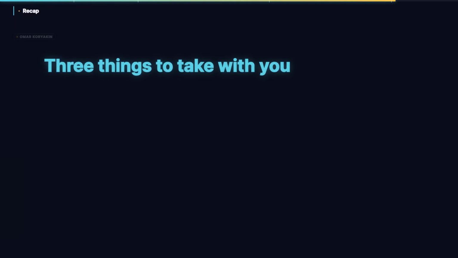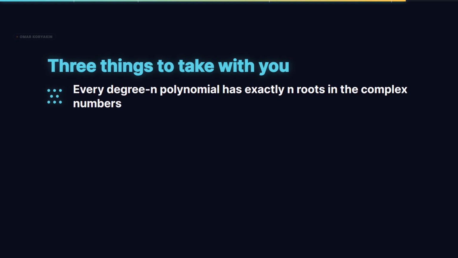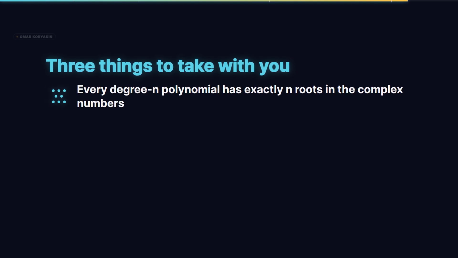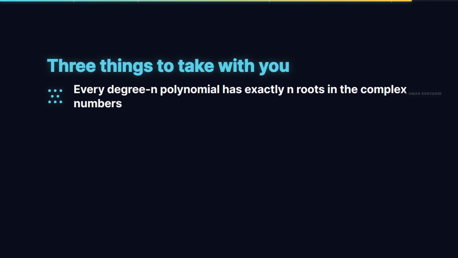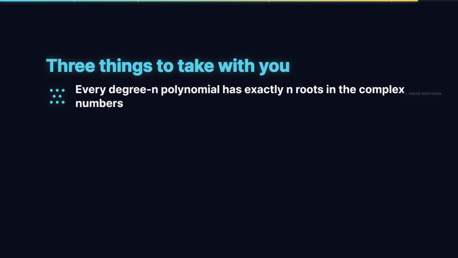3 takeaways close the lesson. Each one is something you can use the very next time you face a polynomial and need every root. Every degree n polynomial has exactly n roots in the complex numbers, counting multiplicity. That is the fundamental theorem of algebra, and it tells you when the search is complete. Once your factor count matches the degree, you are done.